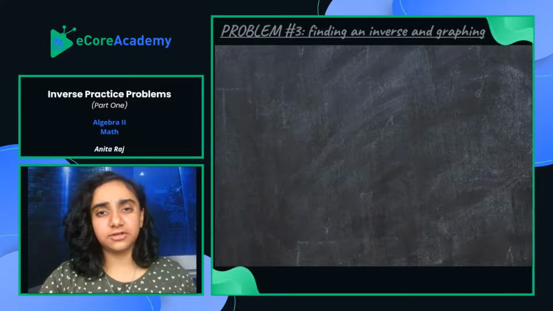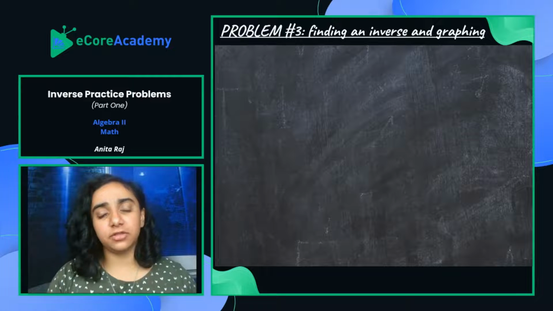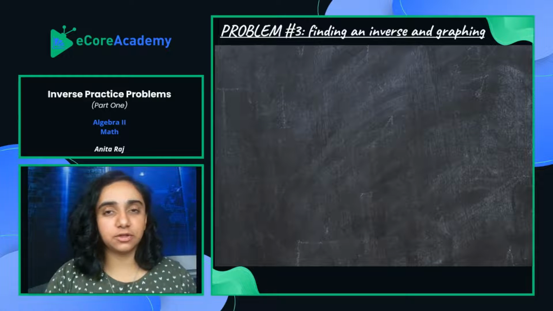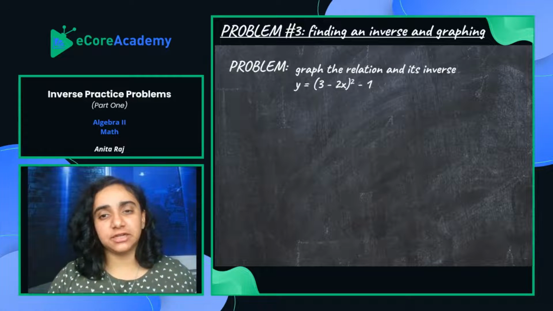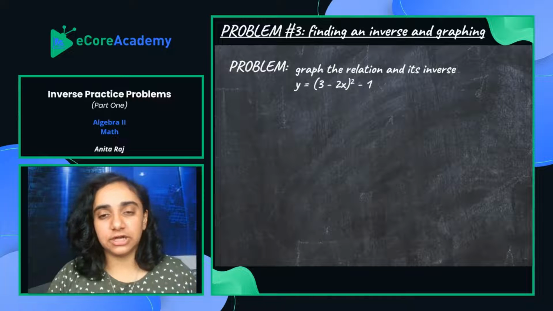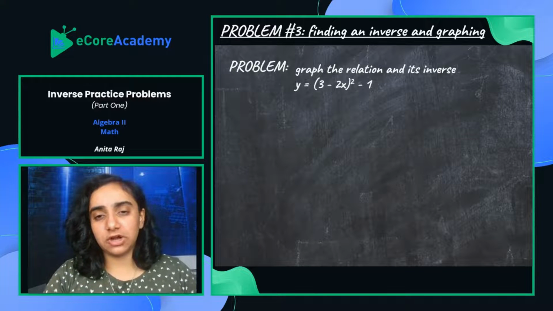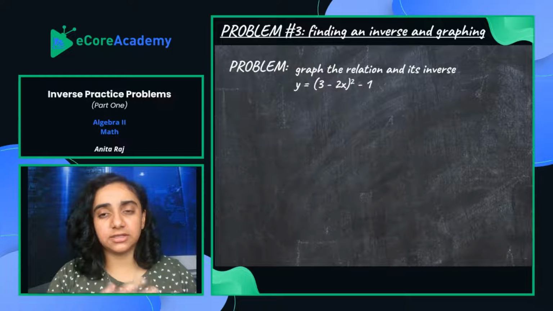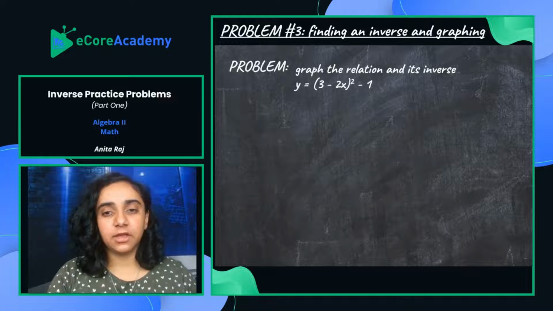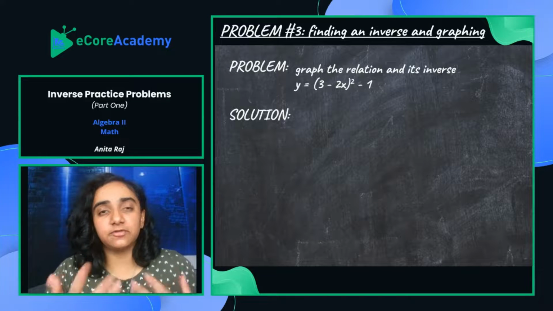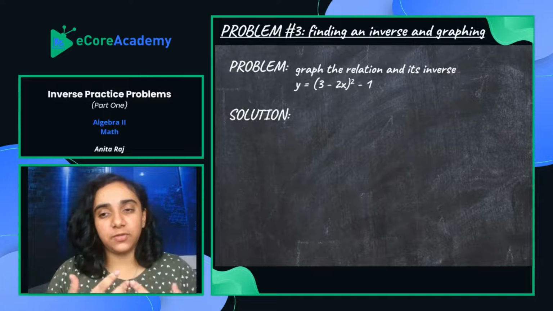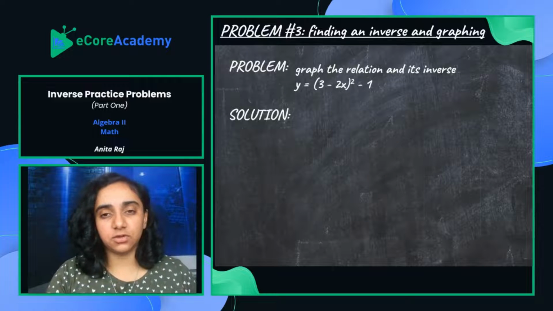Alright, so moving on, here's our third problem. We're going to find another inverse, and we're going to graph. So it's very similar to the first problem, but this one's going to be a bit more difficult. So here's the problem. We're going to graph the relation and its inverse. The relation we've been given, well, in this case, it's a function because it's a quadratic, but in this case, the quadratic is y equals (3 minus 2x) squared minus 1. So what we're going to do is find the inverse, and then we're going to graph both the original function and the inverse on the coordinate plane.